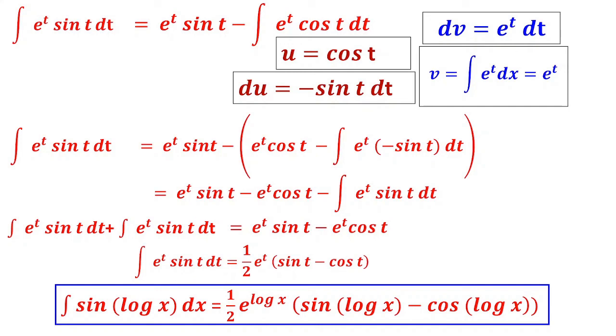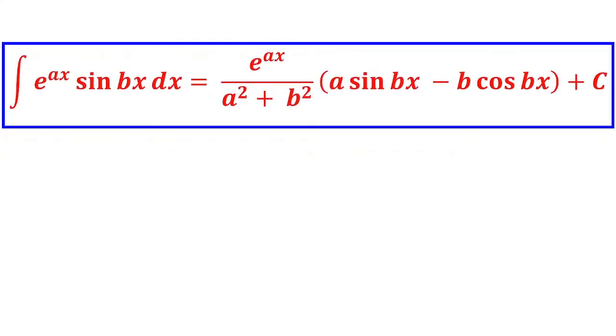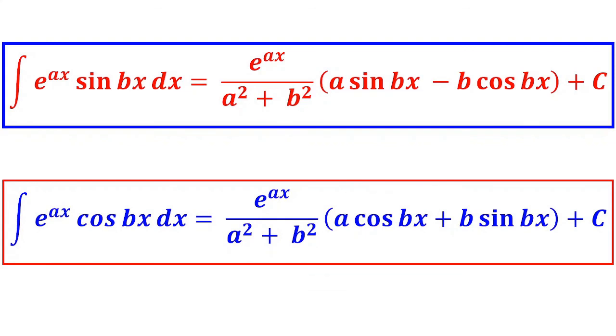Now we have seen a lot of problems involving exponential and trigonometry, but there is a direct formula for integral e power ax into sin bx dx. This formula is derived by using the same technique, integration by parts twice, but this formula can be remembered by you to check the answer after you have calculated or evaluated the integral. Integral e power ax sin bx is e power ax by a square plus b square into (a sin bx minus b cos bx). Similarly, integral e power ax into cos bx is e power ax by a square plus b square into (a cos bx plus b sin bx) plus c.